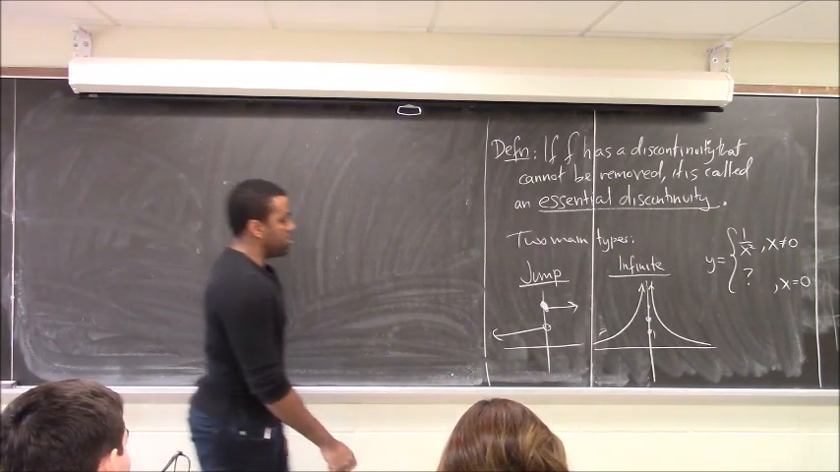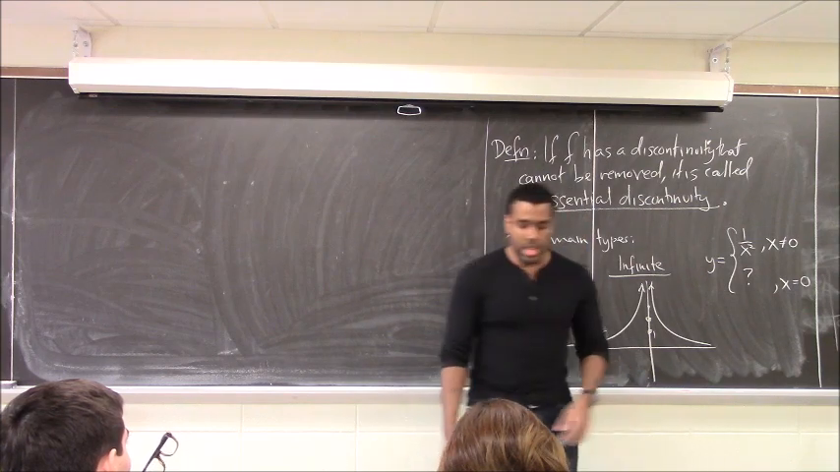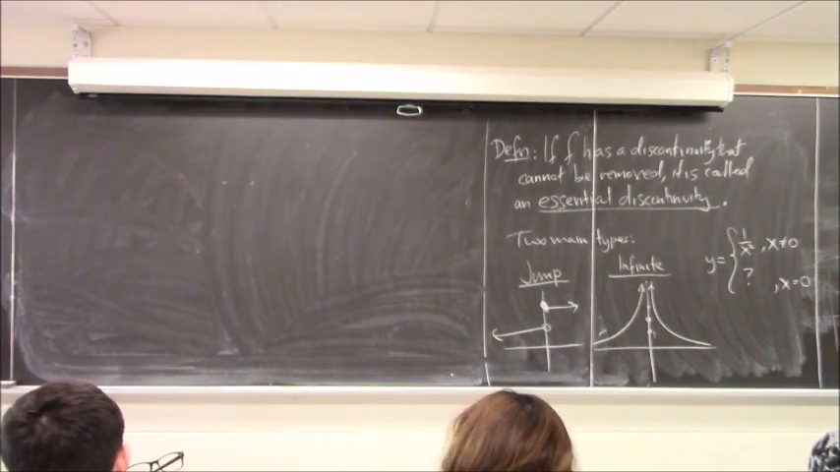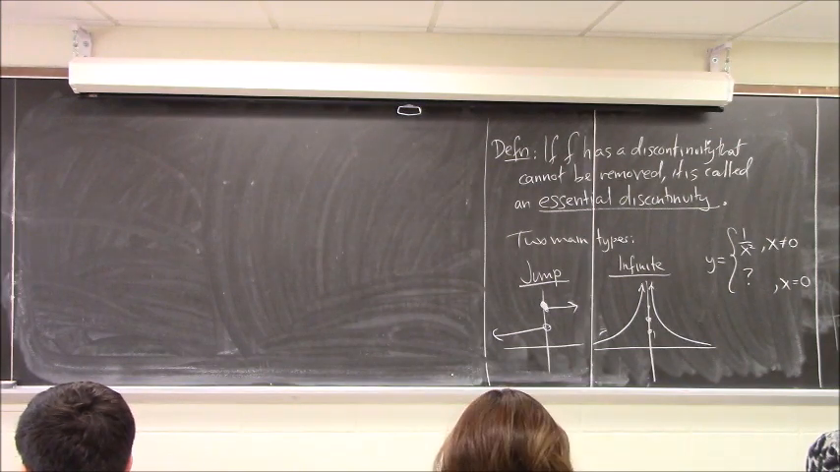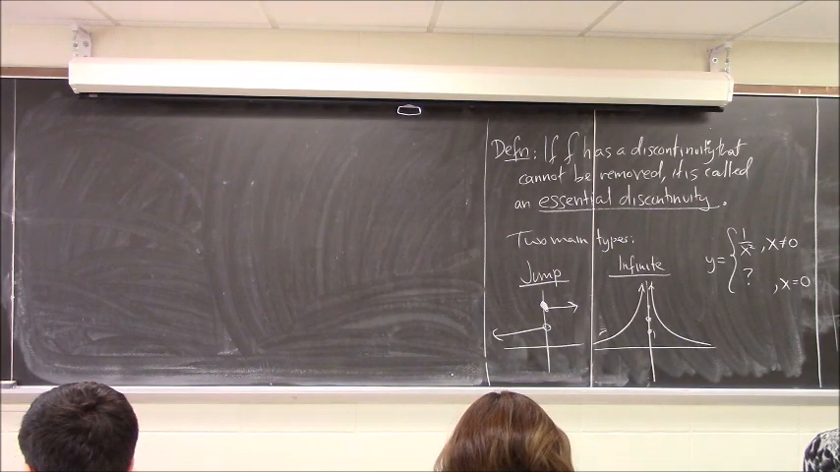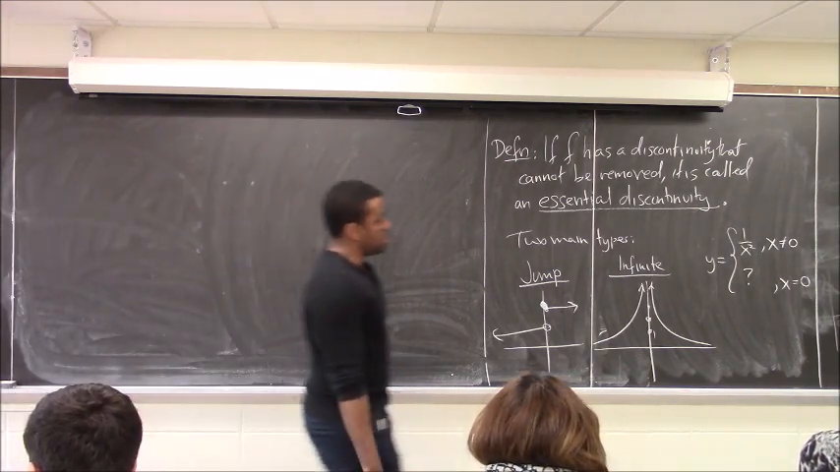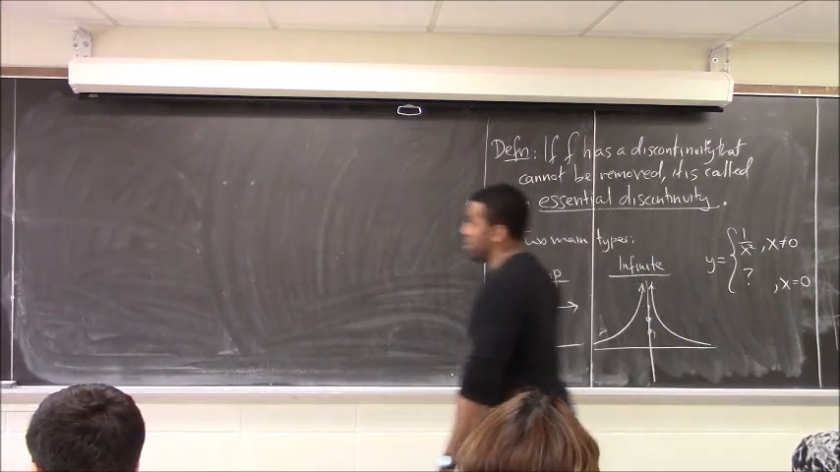So we have removable discontinuities. We saw an example of that last time. There are also essential discontinuities. There are a couple of examples of essentials. What else do I want to talk about? One-sided continuity, maybe. Let's talk about that.